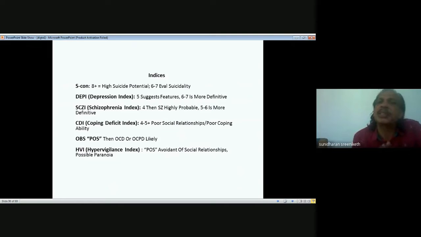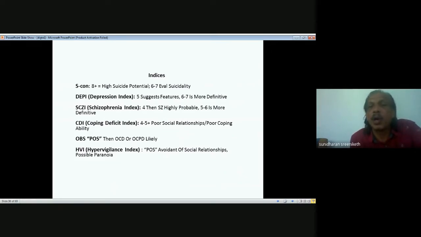Then the depression index. This depression index is calculated by certain features that we discussed earlier. And the schizophrenia index: whether these features for psychosis are evidenced in the patient's response. Or the coping deficit index. Coping deficit means poor social relationships, poor coping resources, or poor coping abilities.